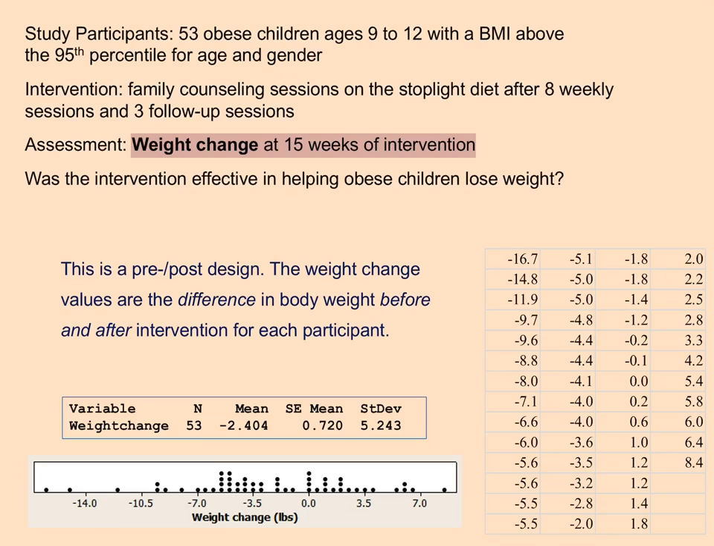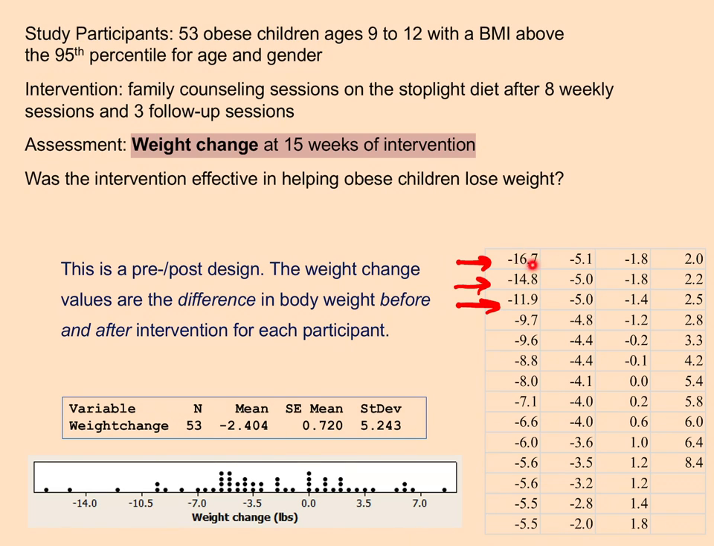So let's look at an example. This is actually the example we looked at in the earlier part of this chapter, with the 53 obese kids aged 9 to 12 who were put on the stoplight diet to see if it had any effect on weight change. The assessment here is weight change at 15 weeks of intervention. There are two measurements of weight for each of these children, one before starting the diet and one after. And you can see each of their individual weight changes.